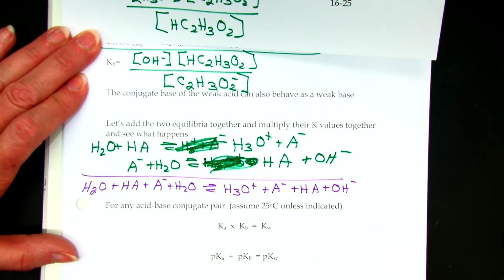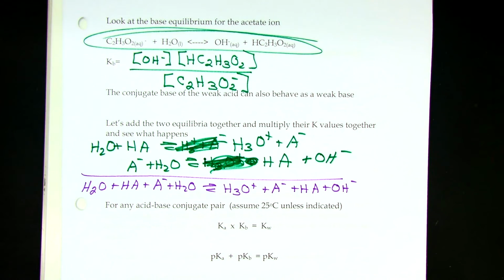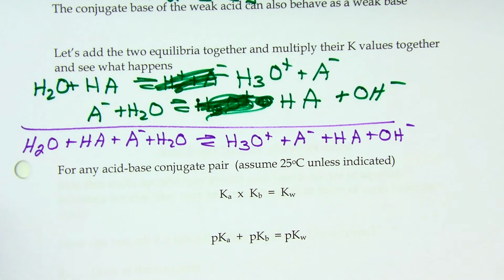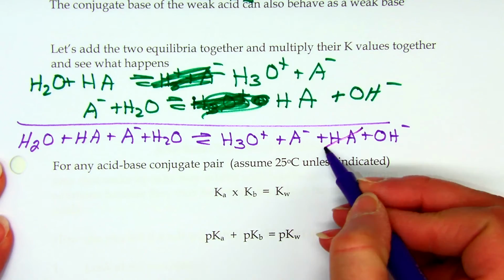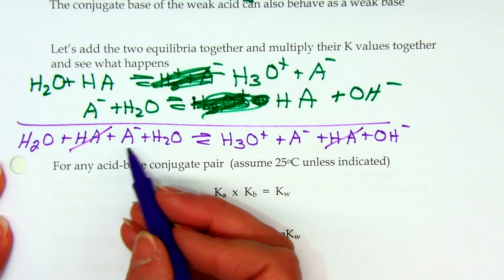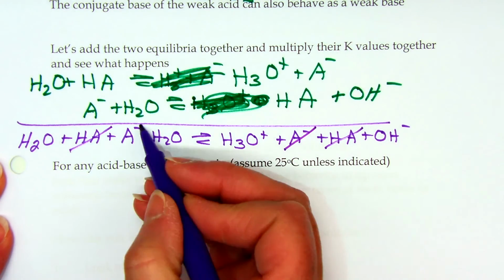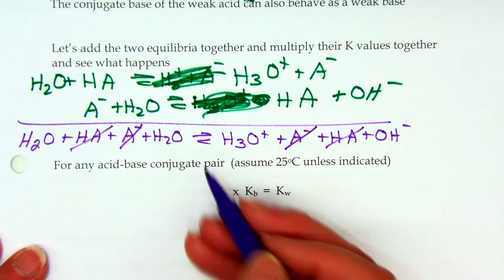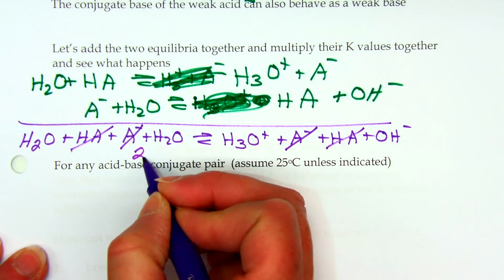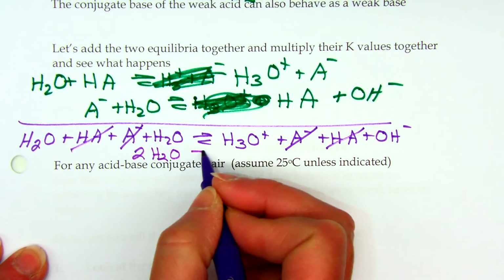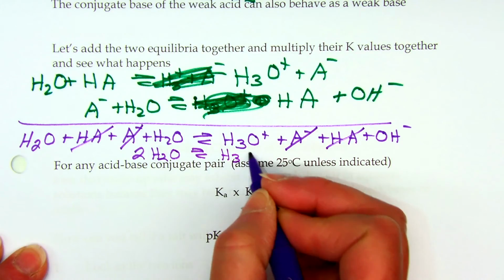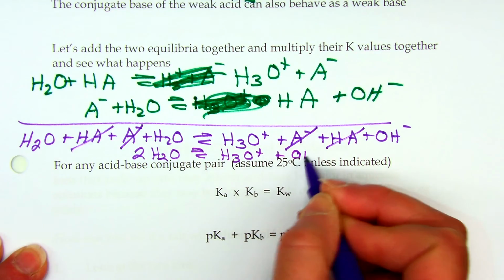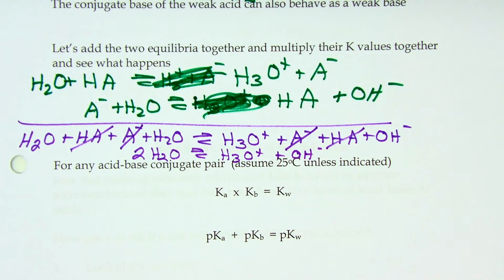Now, if we look at this equation and we go ahead and cancel out what appears on both sides, I have 1 mole of HA on each side. I have 1 mole of A minus on each side. So when I combine the acid equilibrium with the equilibrium for its conjugate base, what I'm left with is 2 waters in equilibrium with H3O plus and OH minus. And that's the autoionization of water equilibrium.